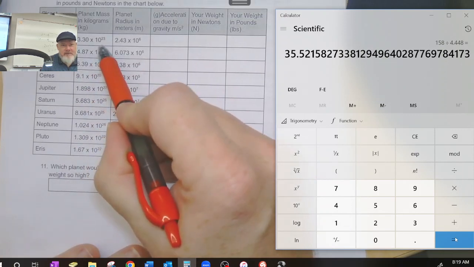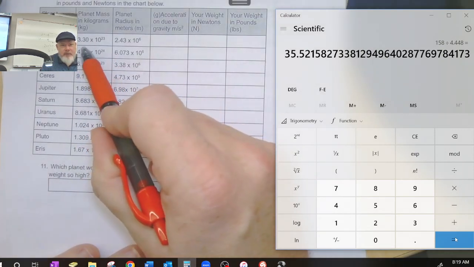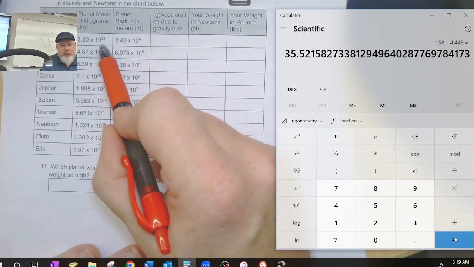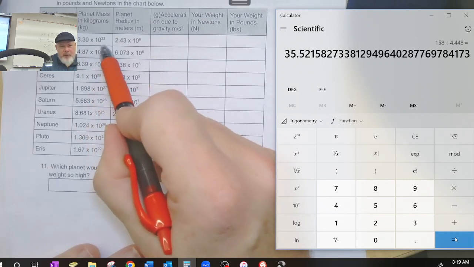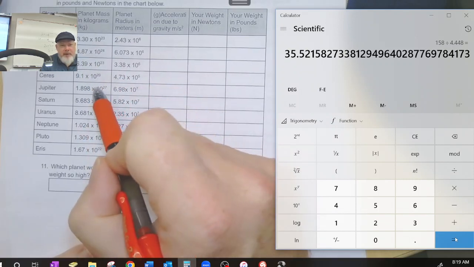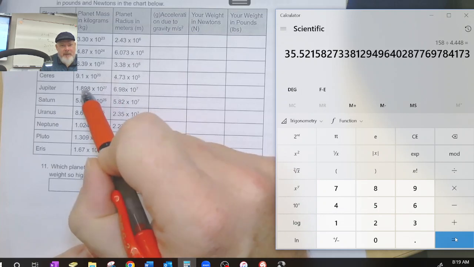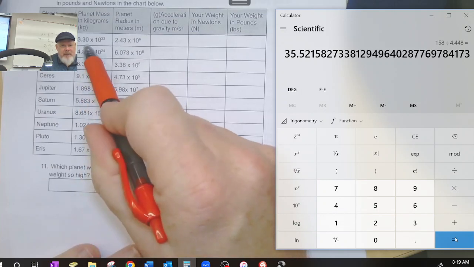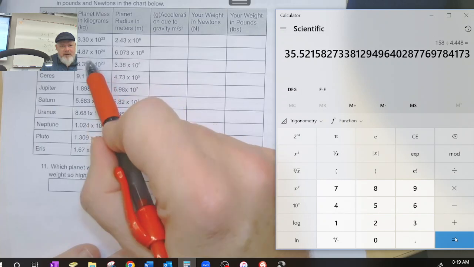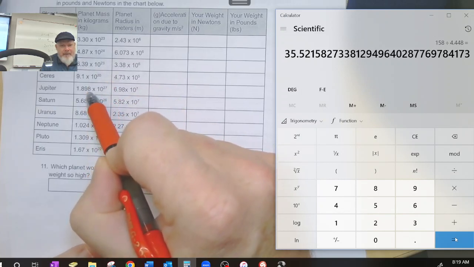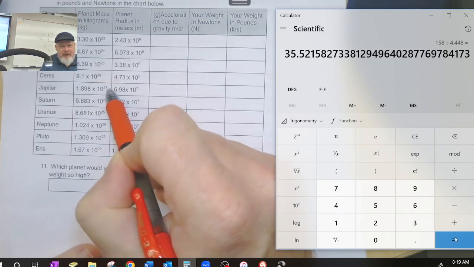Notice the exponents. Mercury is 3.30 times 10 to the 23. That means you move that decimal point 23 spots. Jupiter is times 10 to the 27. So you look at Mercury and say, Mr. Lee, Mercury is 3.3 and Jupiter's 1.8. Isn't Jupiter bigger than Mercury? Yeah, that's because of this number right here.